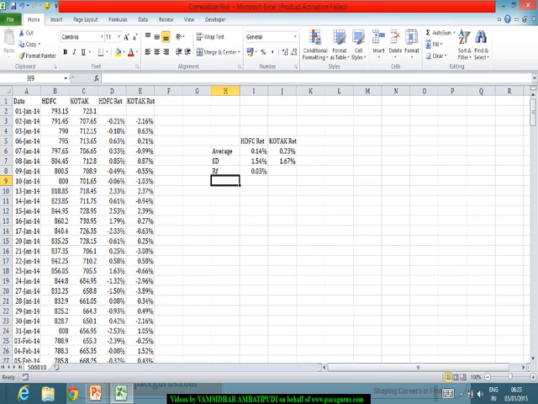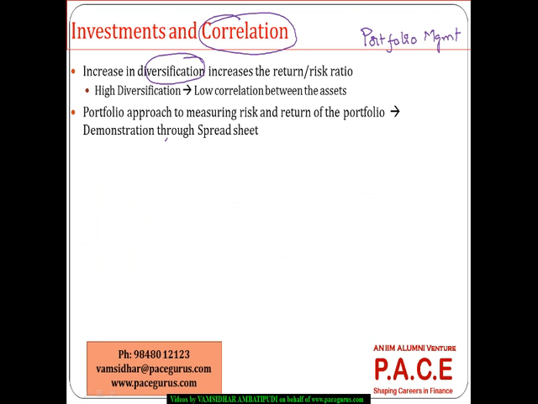Now in each of these cases, I'll compute the Sharpe ratio, which we have seen in the portfolio's case: the return on the security or the portfolio minus the risk-free rate of return, divided by the standard deviation of the returns. So the Sharpe ratio is this much in this case and this much in this case. Probably Kotak is giving a higher Sharpe ratio compared to HDFC.